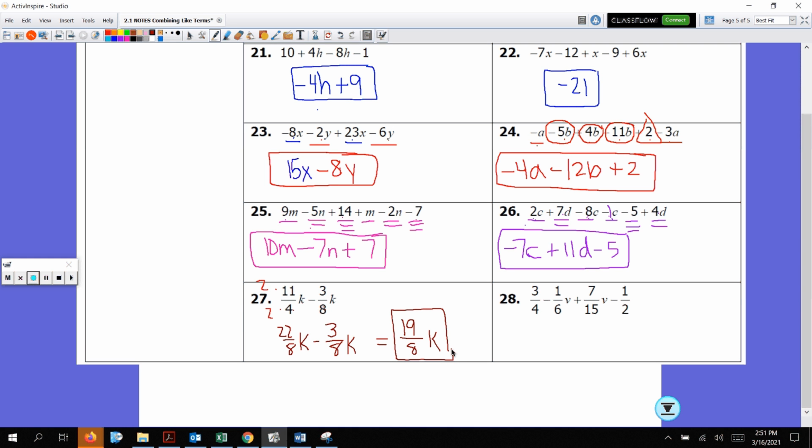Number 28 is straight crazy. First off, we have to combine like terms. That means we're going to have to do some math. We need to add and subtract. Let's just do the variables first. So I see the variable negative 1/6 v and I have positive 7/15 v.